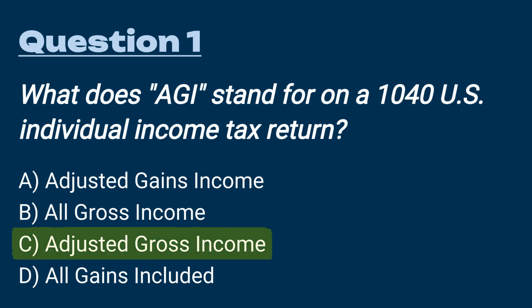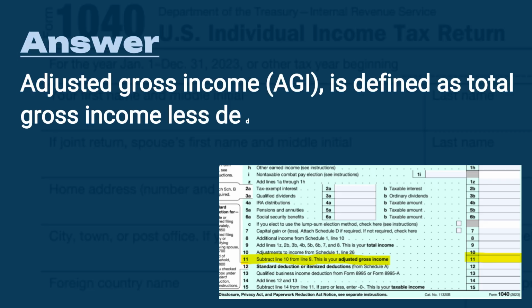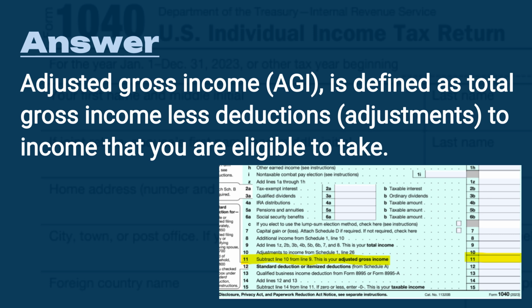The answer is C, adjusted gross income. Adjusted gross income, AGI, is defined as total gross income less deductions, your adjustments to your income that you're eligible to take on your 1040, ultimately getting down to almost the point where you're going to calculate taxable income.